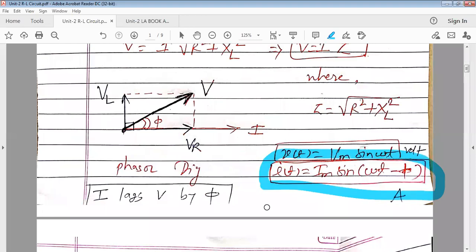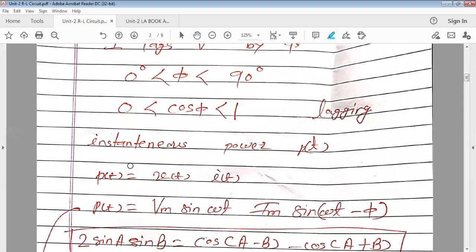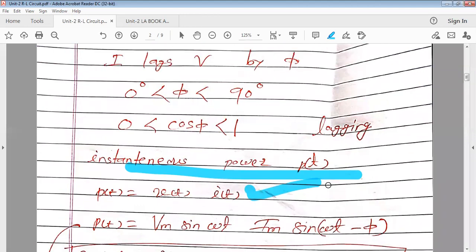If current lags, lagging power factor. If current leads, leading power factor. Okay. Next one is instantaneous power. So instantaneous power is a product of instantaneous voltage and instantaneous current.